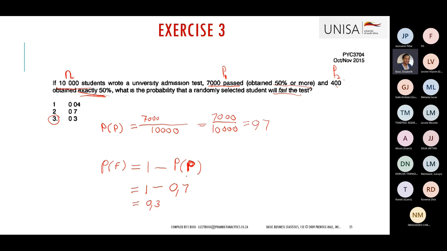3. So when you read your questions, whether it's in your assignment or in the exam, pay attention to the additional information that they give you, because now we would have made a mistake if we included the 7,000 and the 400, and if one of the options had the answer of 0.666 or something like that, we would have gotten it all wrong. So pay attention to the information given.